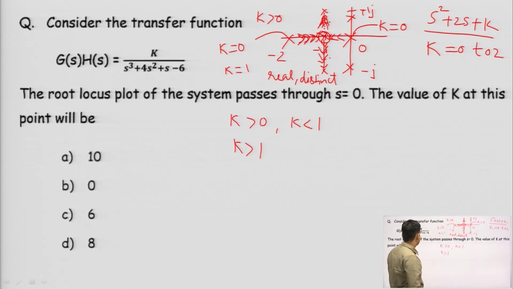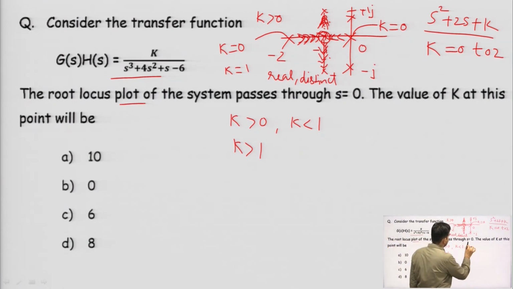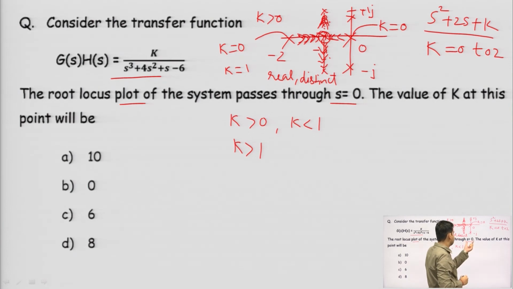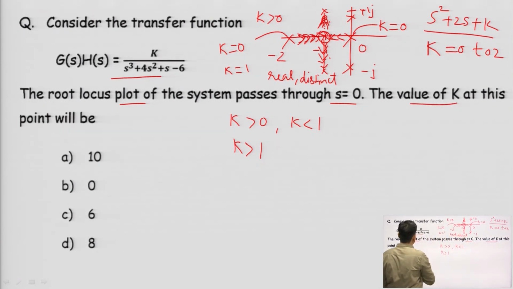Okay. So, here one more numerical we can consider. Consider a transfer function given like this. The root locus plot of the system passes through s equal to 0. Okay. So, here it is given that the root locus of the system is passing through a root value s equal to 0, and we need to determine the value of k at this point.